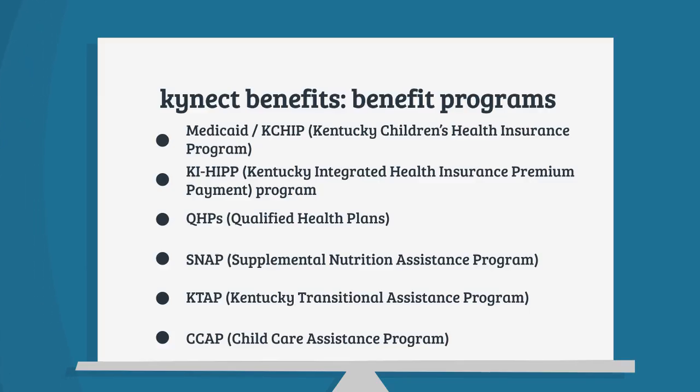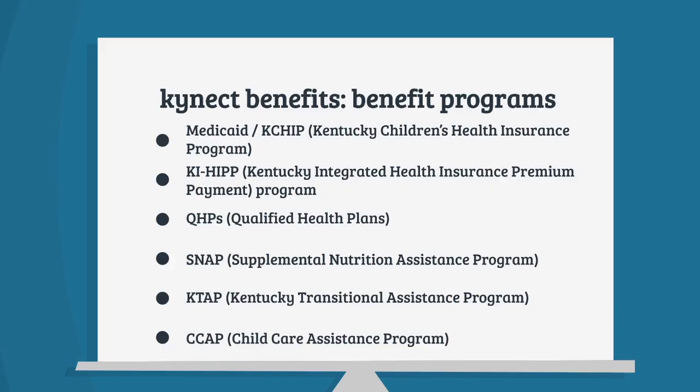health coverage, KI-HIP, or Kentucky Integrated Health Insurance Premium Program, which helps cover medical premiums for employer-sponsored insurance plans, Qualified Health Plans, or QHPs, which allows residents to buy a qualified health insurance plan with or without payment assistance and special discounts. SNAP, or Supplemental Nutrition Assistance Program, provides food assistance.